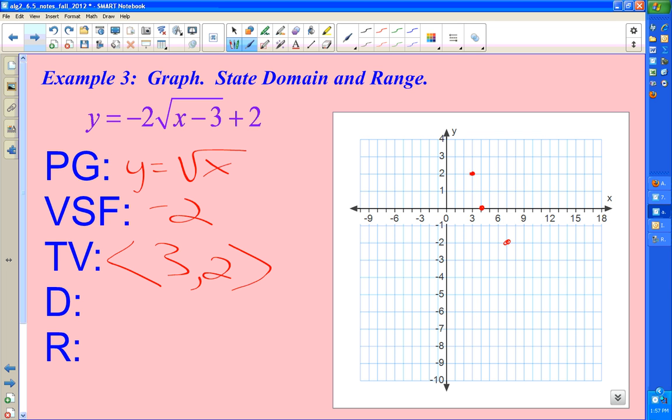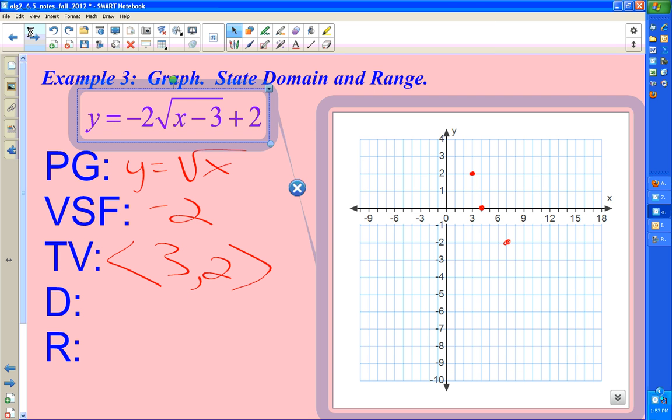What's that? In the parent graph, regularly we go right 1, up 1. Correct. Right 1, up 1. Up 1 times -2 is, oh, -2, down 2. So right 1, up 1 becomes right 1, down 2. Okay? When you connect the dots, here's your graph.